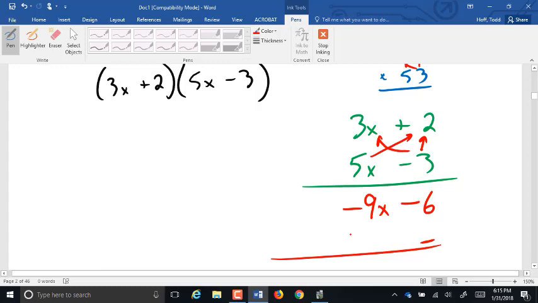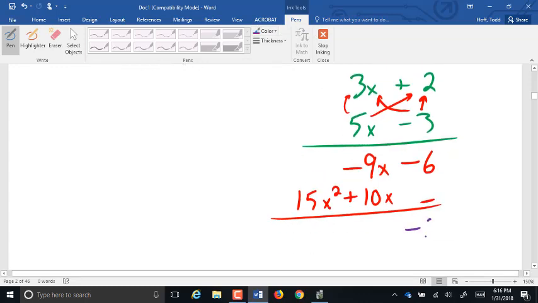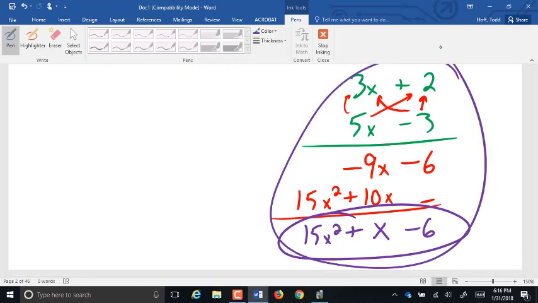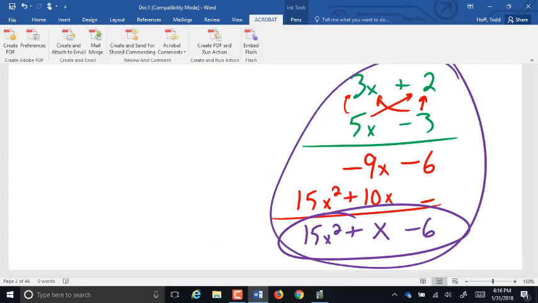5x times 2, positive 10x. Notice that ends up under the other x's. 5x times 3x, 15x squared. And we can go ahead and combine or add down our columns. We've got the negative 6, negative 9x, and positive 10x. Positive 1x, or just x, and 15x squared. That is actually the full way, the long way of multiplying out those algebraic numbers.